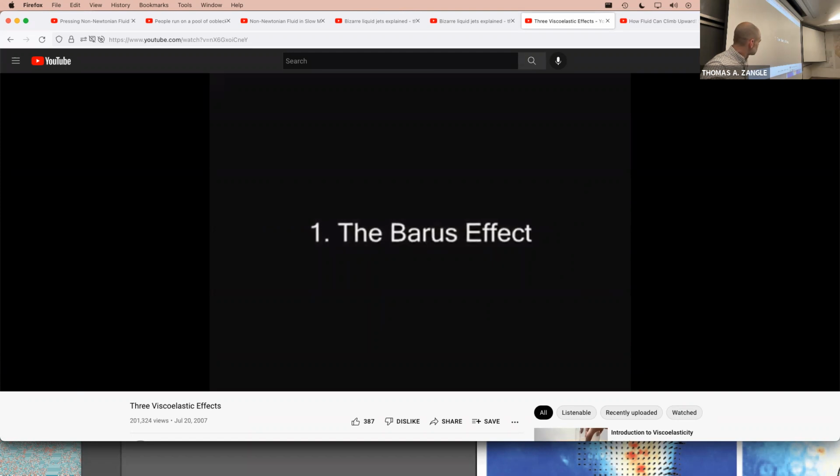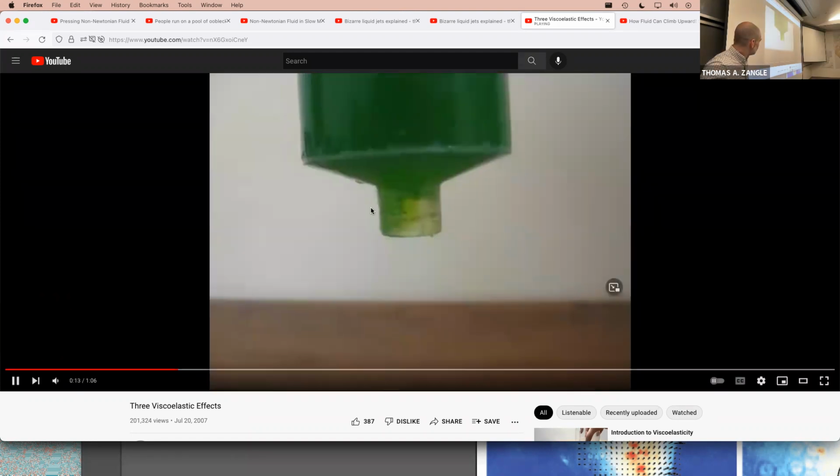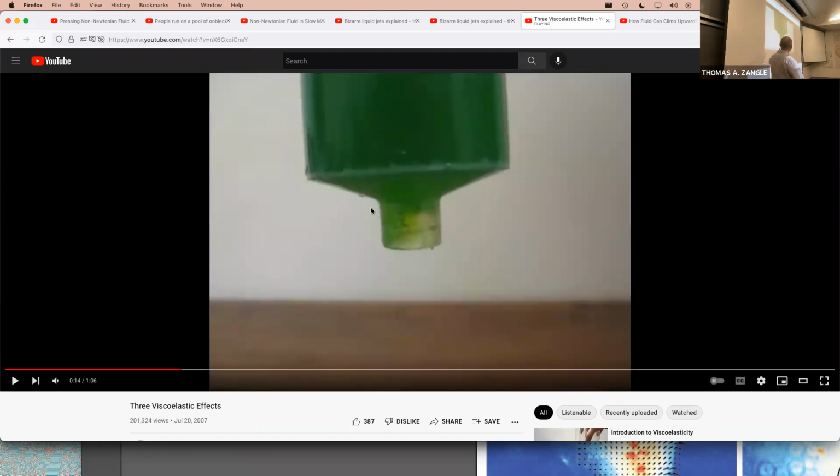What we're going to see first is called the Barus effect. So before we start, we have some fluid, something like a shampoo, and shampoo is actually more like a viscoelastic material than a purely viscous shear thinning material. We have some fluid sitting in a syringe, and we're about to advance the syringe and push the fluid out.